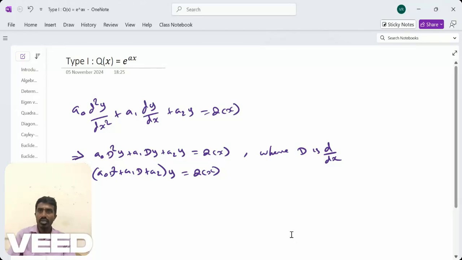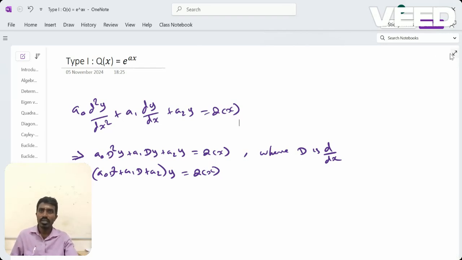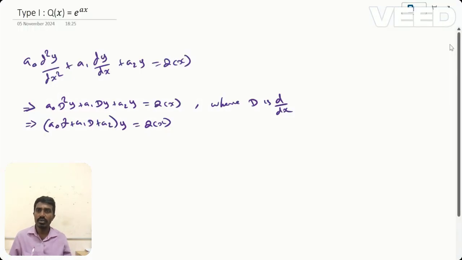In this lecture, we are going to solve the second order linear differential equation with constant coefficients of type 1 problems. Type 1 means the right hand side function is an exponential function. So this is the second order linear differential equation with constant coefficients. Suppose this Q of x is e power ax, then it falls under type 1.